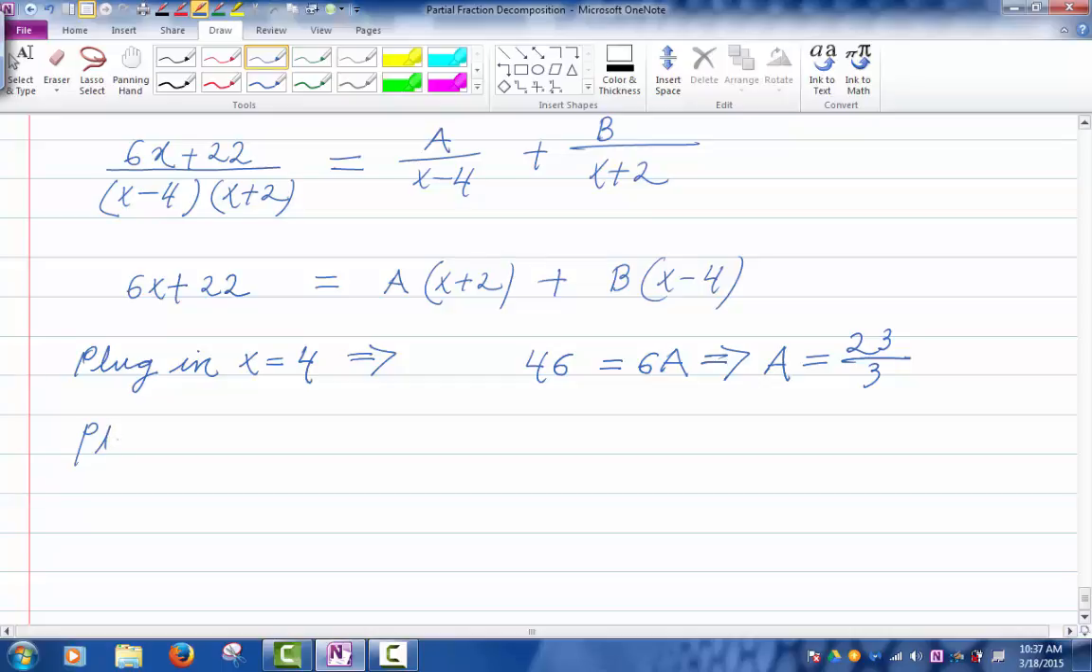And similarly, you can plug in x equals negative 2. If you plug in x equals negative 2 on the left hand side, you're getting what? 10. On the right hand side, when you plug in negative 2, the A term vanishes, and negative 2 will give you negative 6B, and that tells you B is negative 5/3. Is everybody okay with that?